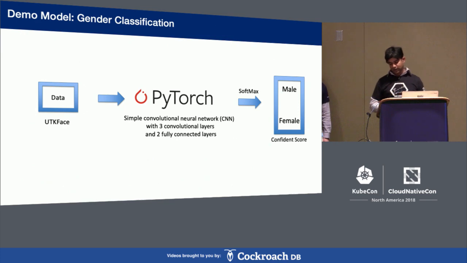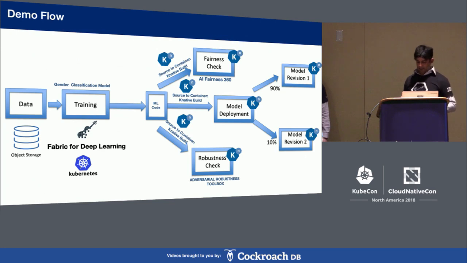What we are going to use in this particular demo is a PyTorch gender classification model, which is a very simple model, using a CNN with 3 convolutional layers and 2 fully connected layers, built on the UTKFace data set. It has a very simple job, essentially to predict whether the image uploaded is a male or a female.